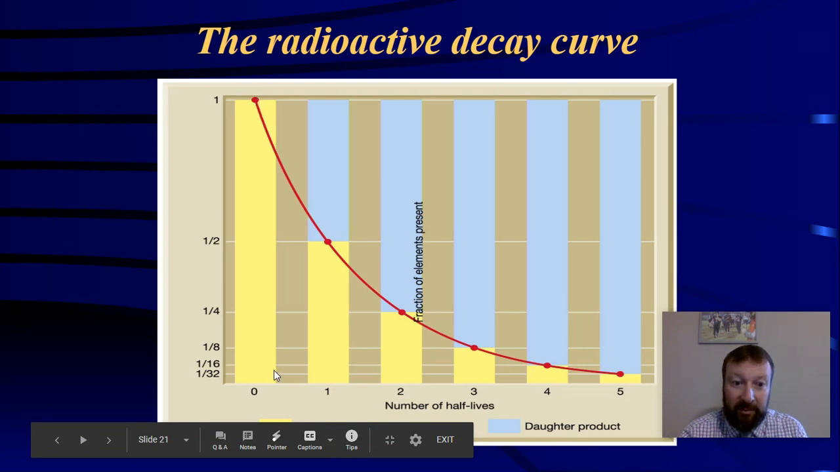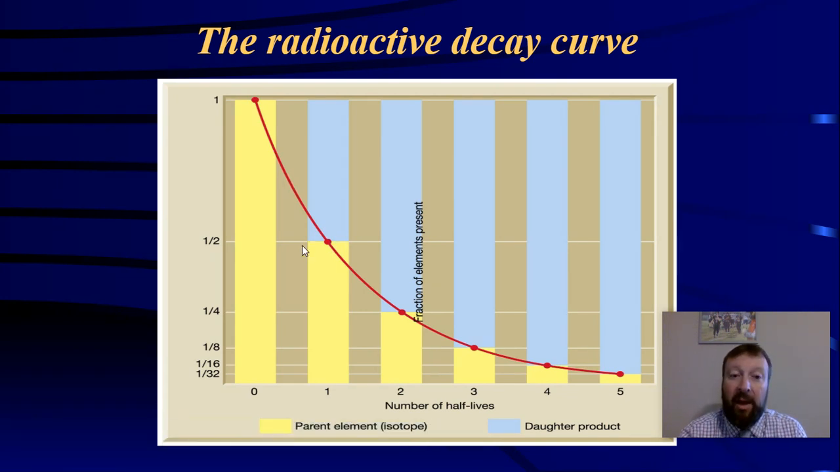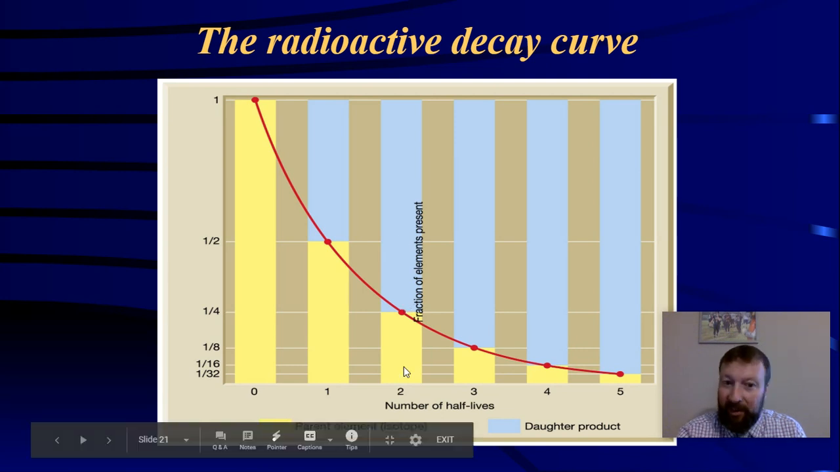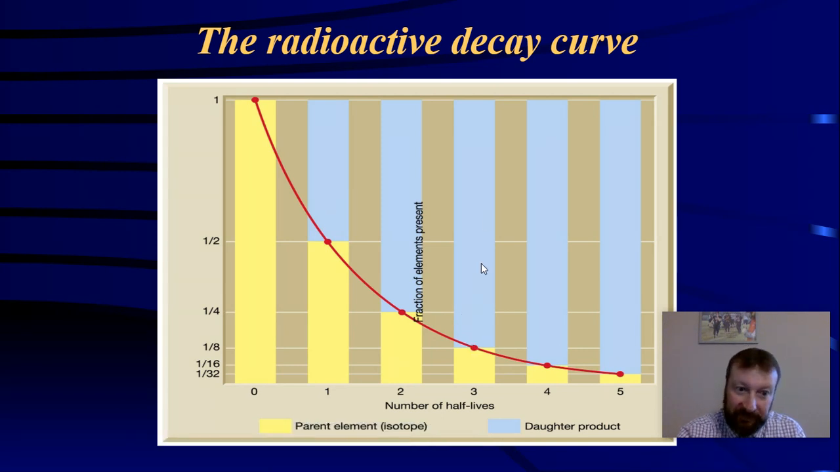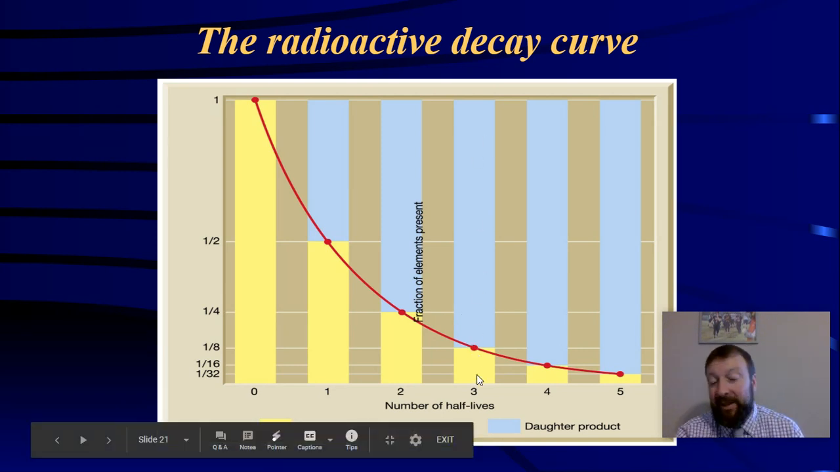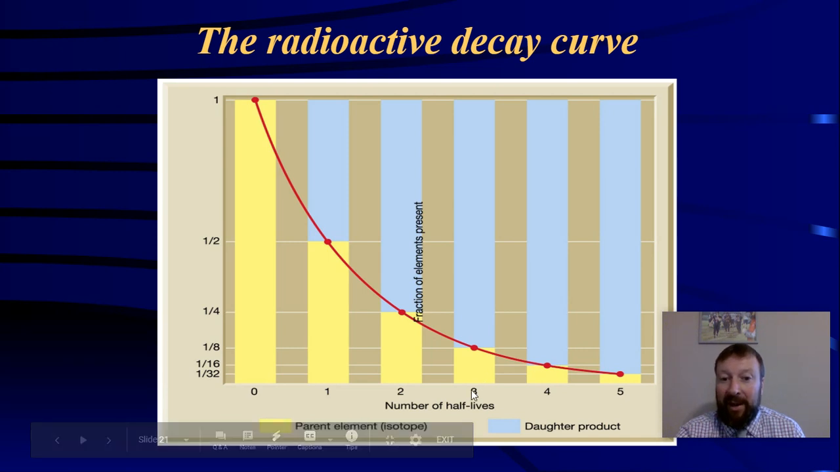When it's first made, it's 100% parent. Then it's going to start to decay into what we call the daughter. In one half-life, you'll have half the parent and half the daughter. Then half of that will decay, and you would have 1/4 of the parent and 3/4 of the daughter. Then I take half of that again, and you're going to have 1/8 of the parent and 7/8 of the daughter after 3 half-lives.